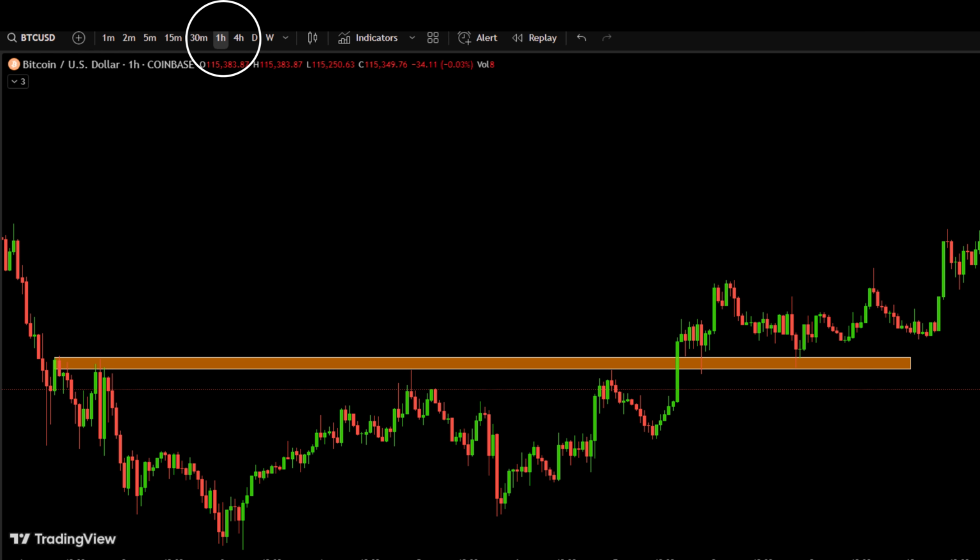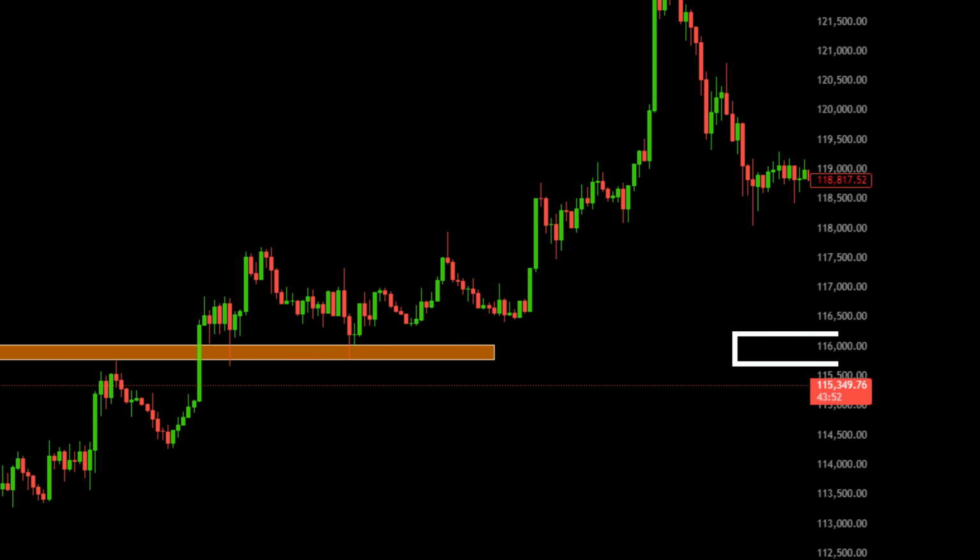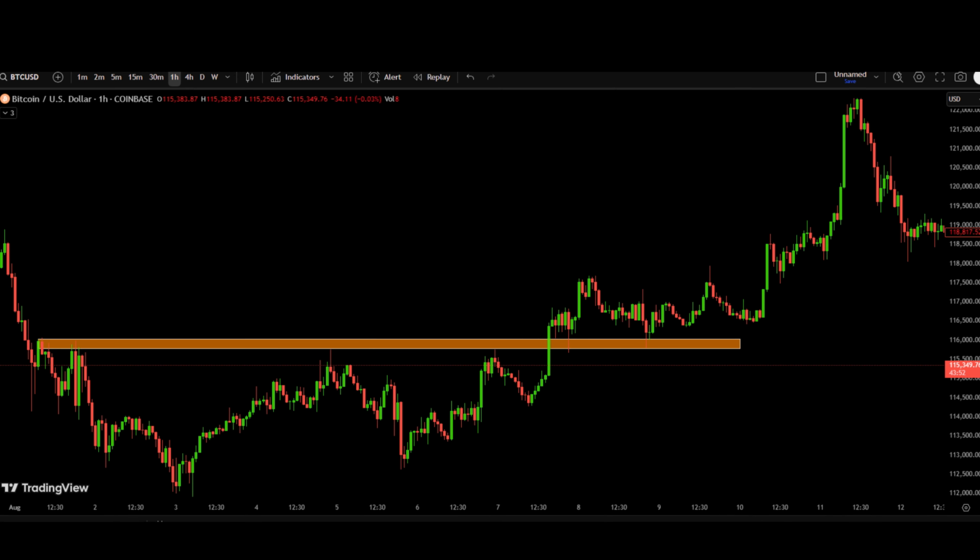The first thing we should always do is find the most important location in the story. Remember, context is king. In this chart, the key location is this yellow zone, right around the $116,000 price level. This zone is where the most important battles took place. Let's start reading the story from left to right.